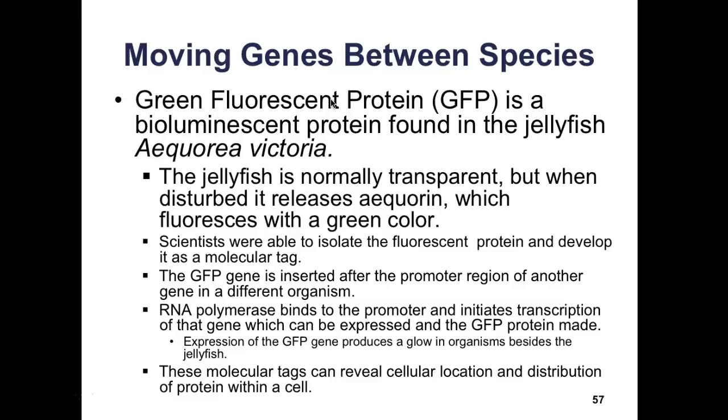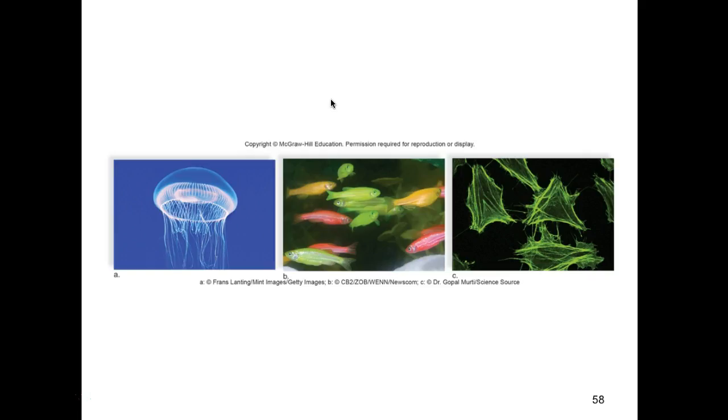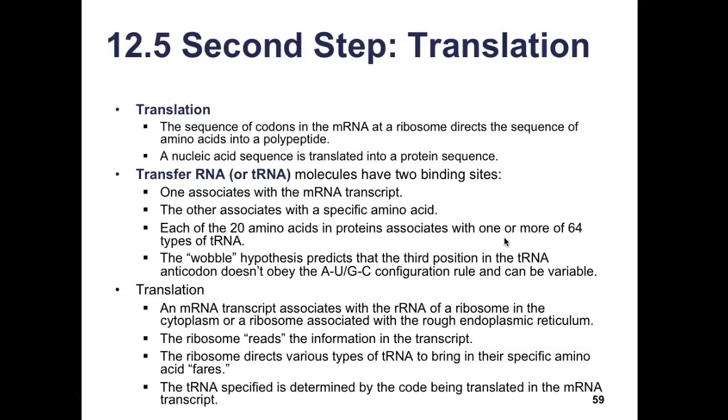So these molecular tags can reveal cellular locations and distribution of proteins within a cell. And here you can see the result. There's the jellyfish. These are the glowfish that you often could buy in a particular fish store. And then here you can see us. Ultimately, here in this picture, you are looking at cells that have the GFP gene in it. So the second step of protein synthesis is translation.